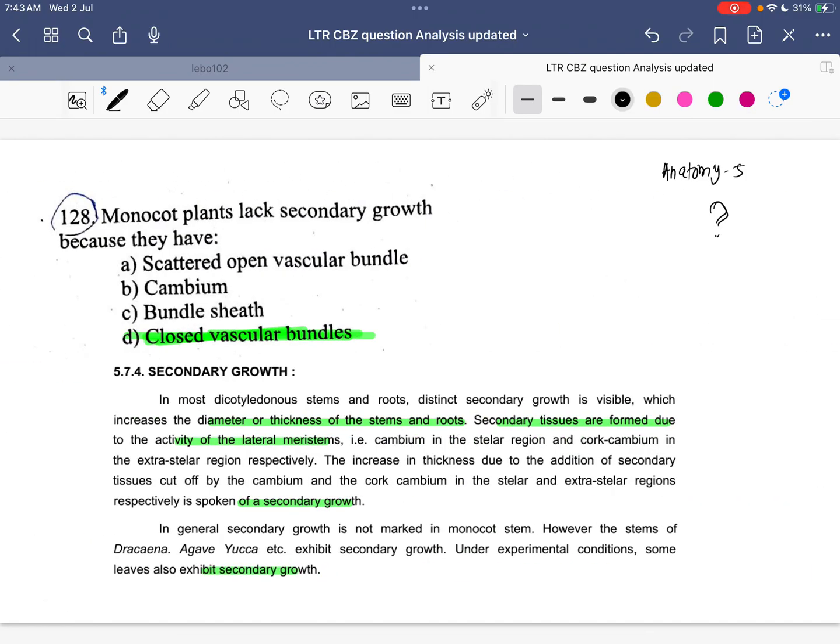Monocot plants lack secondary growth because they have closed vascular bundles. I am thinking this way, but the answer is given as cambium. According to what I have gone through in the lines, it is closed vascular bundles, but the answer in the OSSC, I think, is cambium. So let's see what happens in this question.